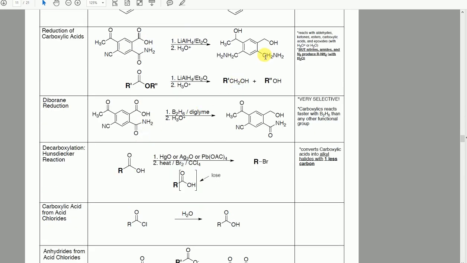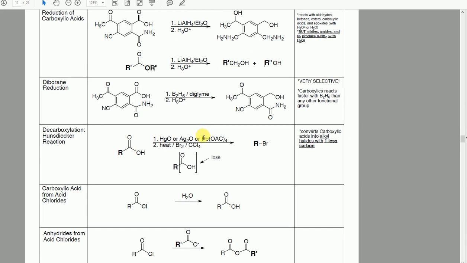So just know that specifically, whenever you have an amide and you have LiAlH4, it does not form an alcohol. It forms the amine. Okay, this is an amine.